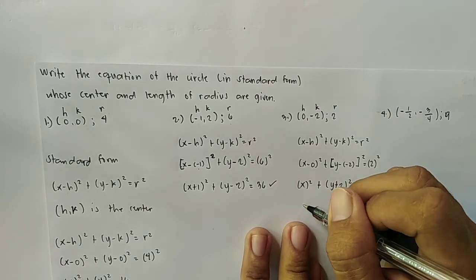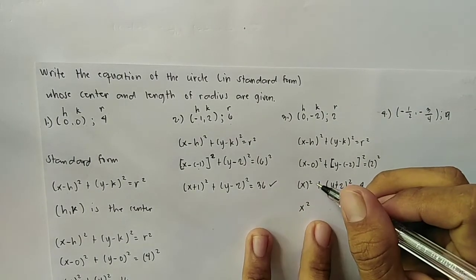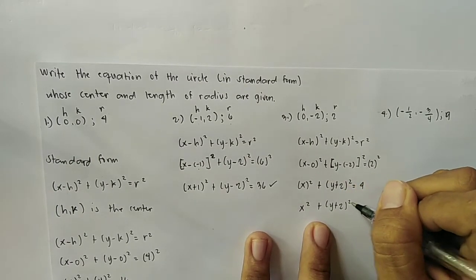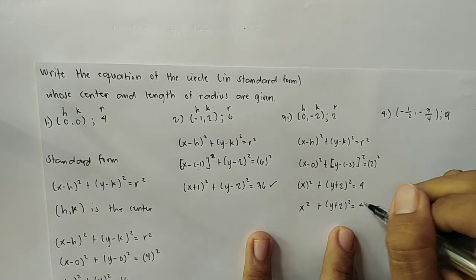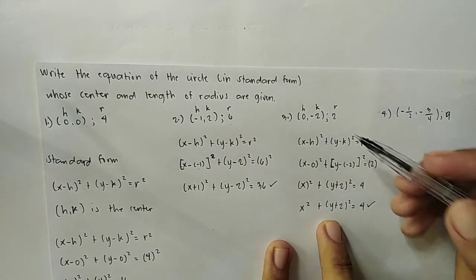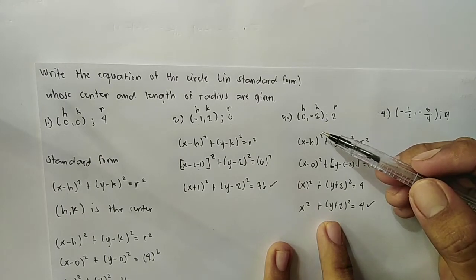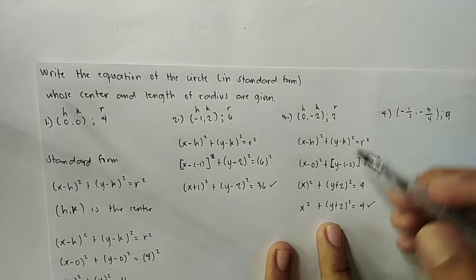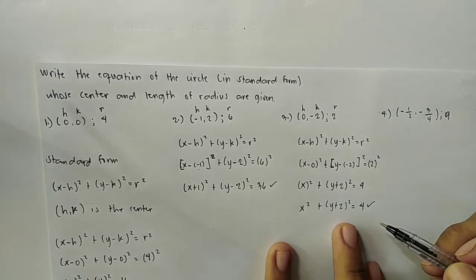So simplifying further, that is x squared plus (y plus 2) squared is equal to 4. So this is now the standard form of the equation of the circle whose center is at (0, negative 2), and with the length of the radius, which is 2. So this is already the standard form, and this is already the answer.